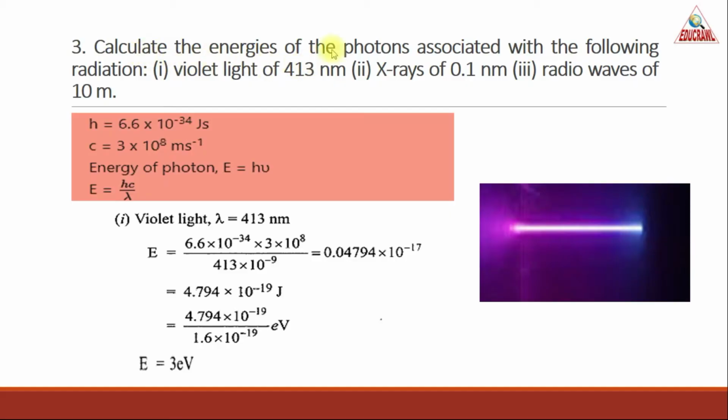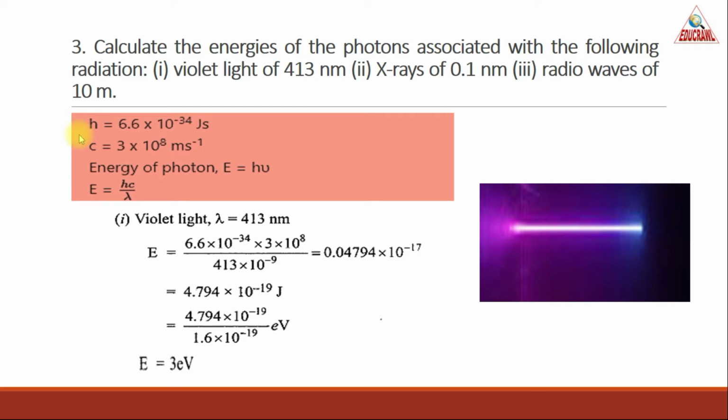Now the third problem. Calculate the energies of photons associated with the following radiation. First one, violet light of wavelength 430 nanometer. Second one, X-rays of wavelength 0.1 nanometer. The third one is radio waves of 1 meter. So we are supposed to find the energies associated with each wavelength.